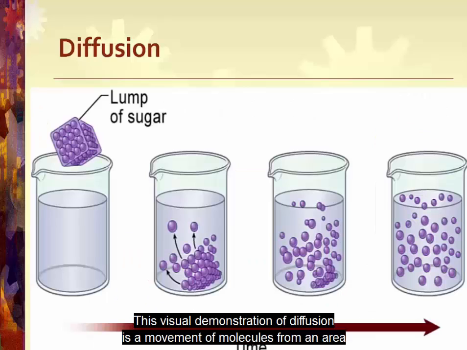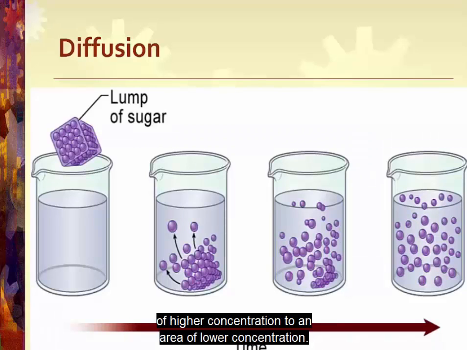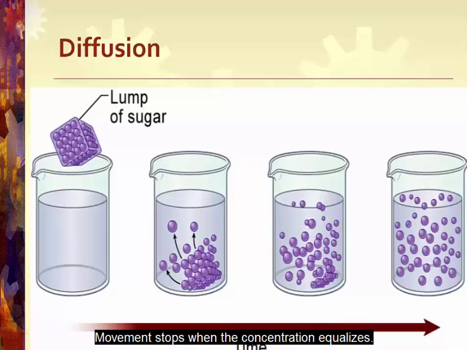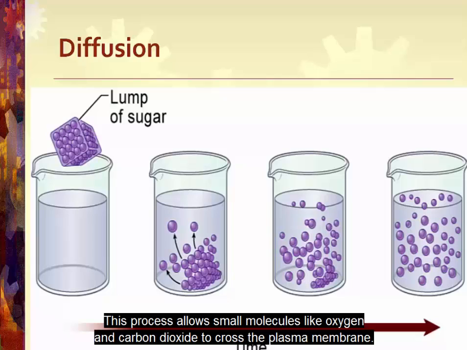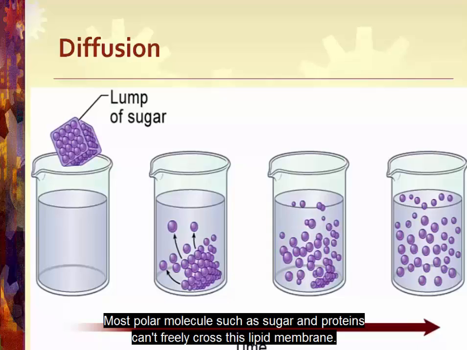This visual demonstration of diffusion is a movement of molecules from an area of higher concentration to an area of lower concentration. Movement stops when the concentration equalizes. This process allows small molecules like oxygen and carbon dioxide to cross the plasma membrane. Most polar molecules, such as sugar and proteins, can't freely cross this lipid membrane.